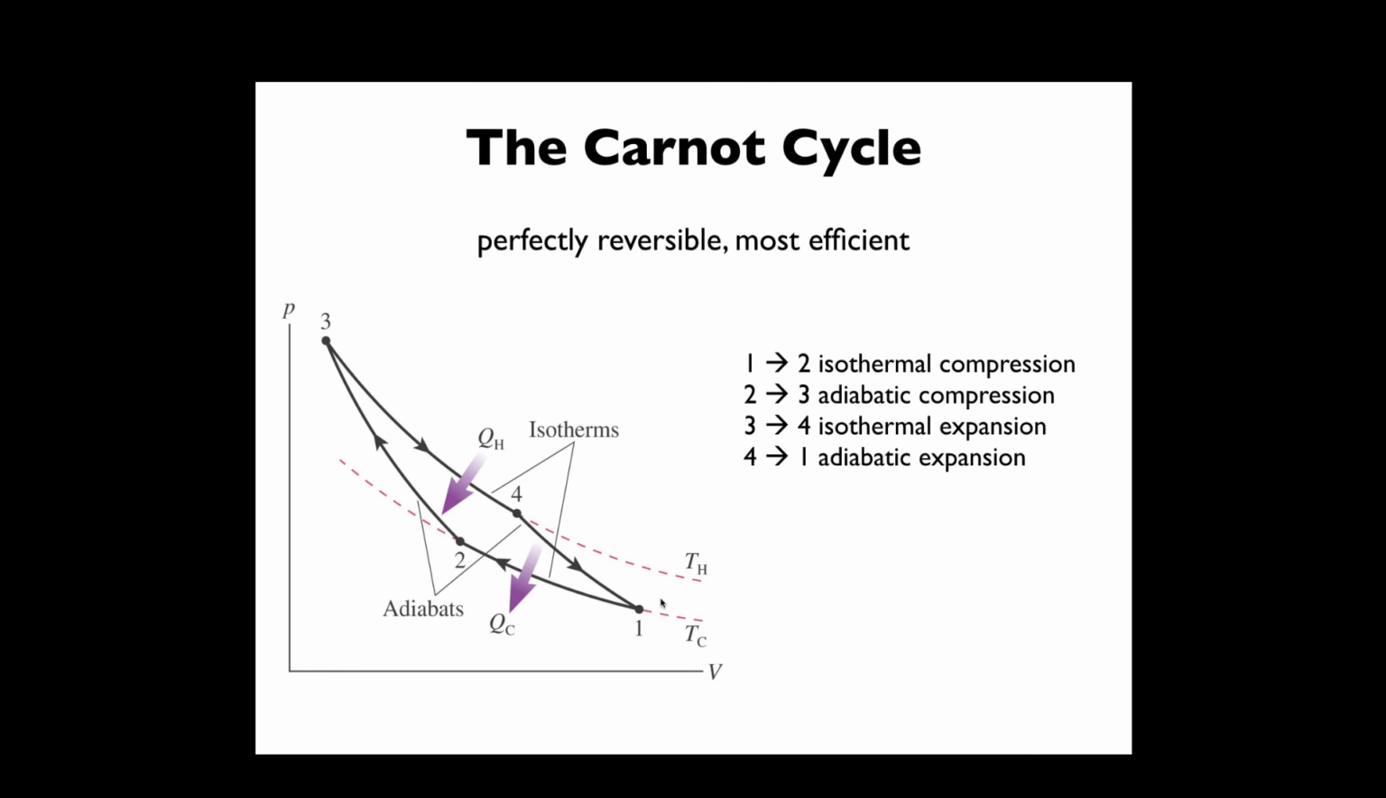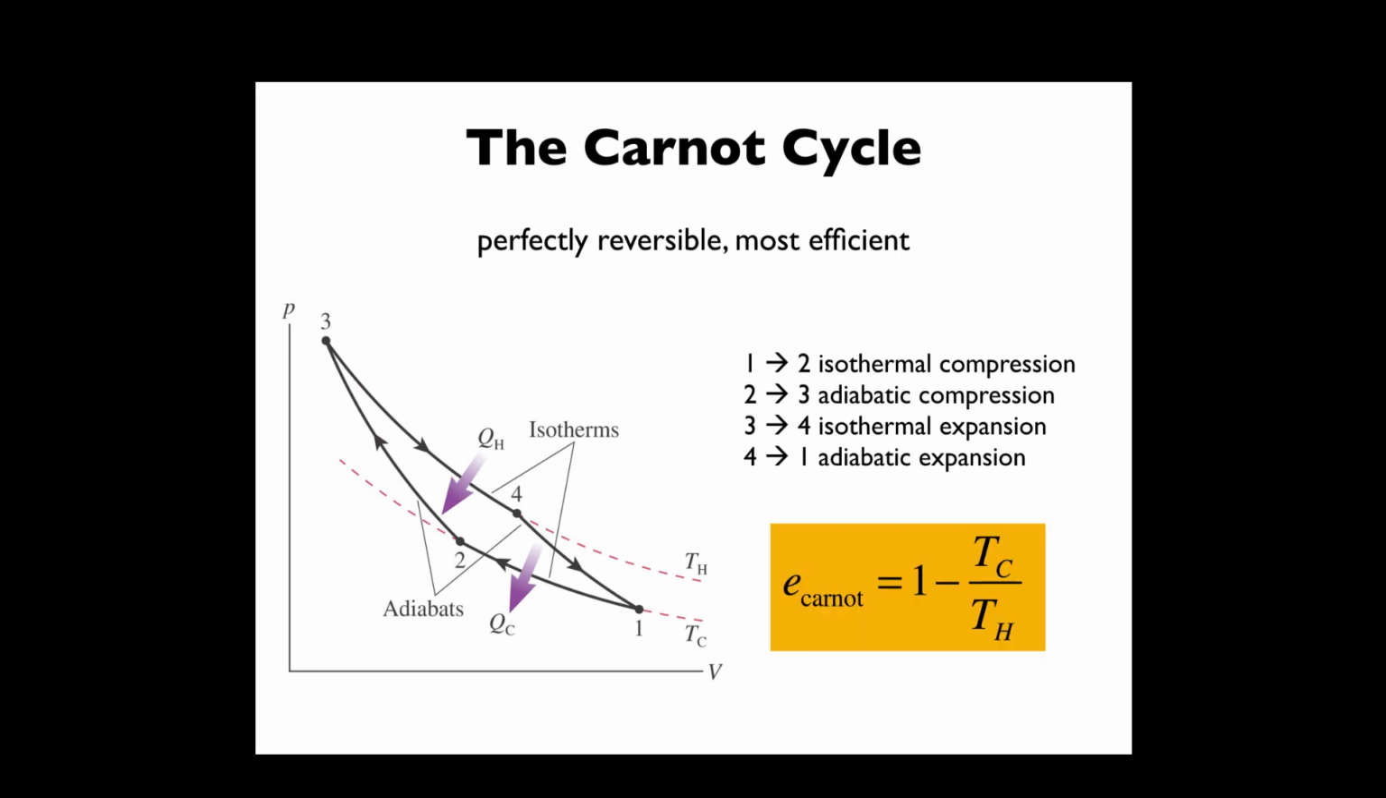So we drew one way, but we could definitely draw it going the other way, because all of these processes can be reversed. So Carnot is the same as reversible, and a Carnot engine with the same hot and cold reservoir temps will have the same efficiency all the time.